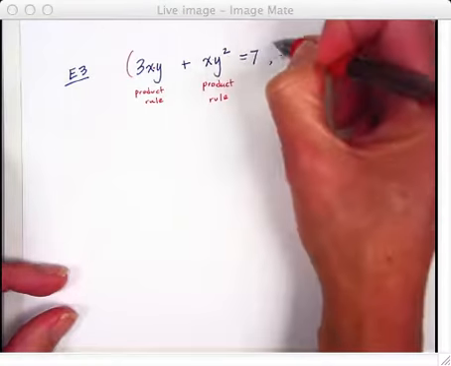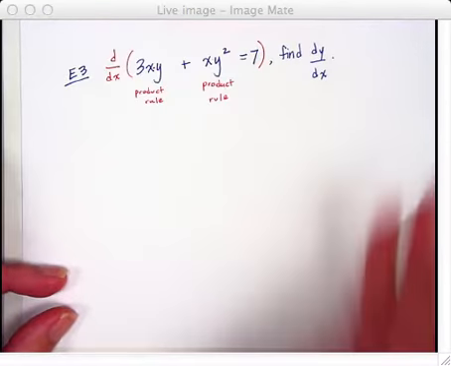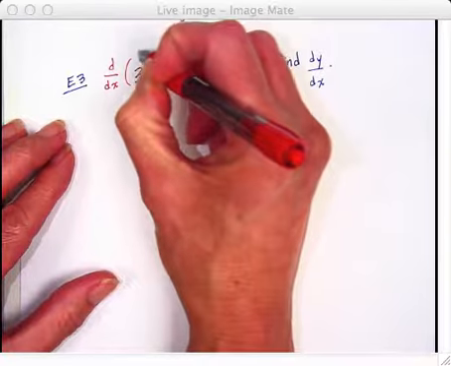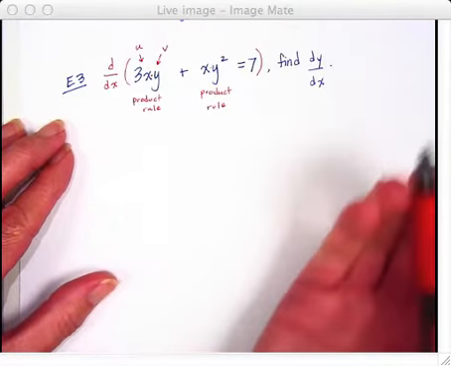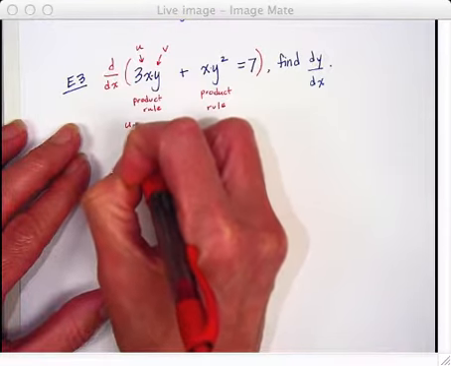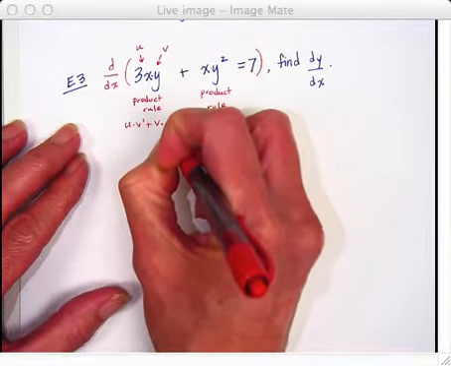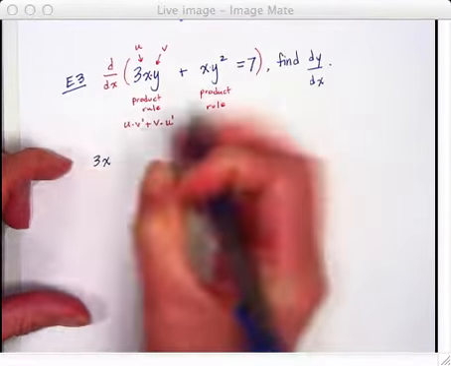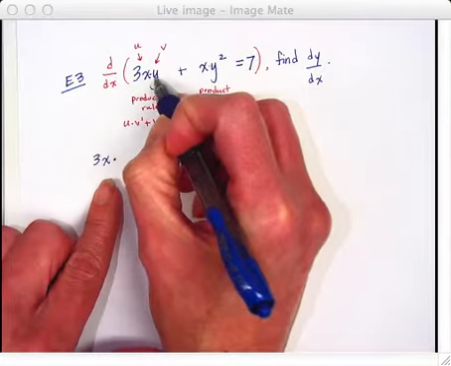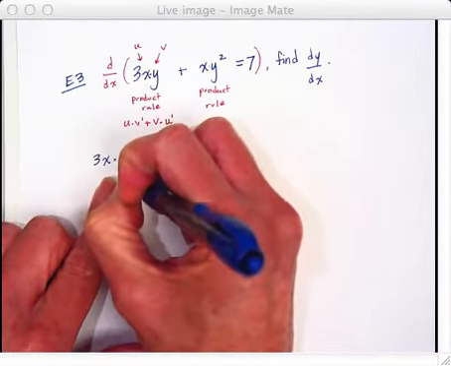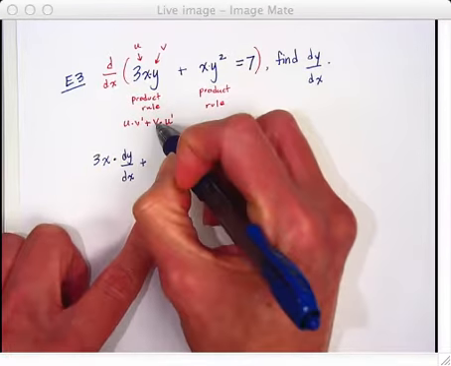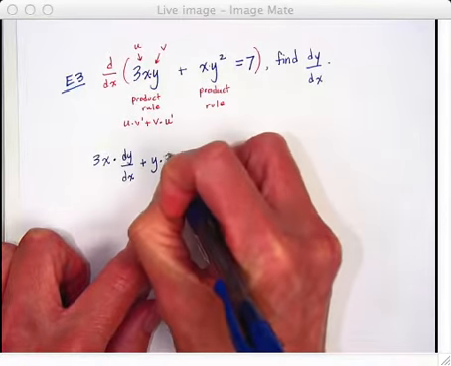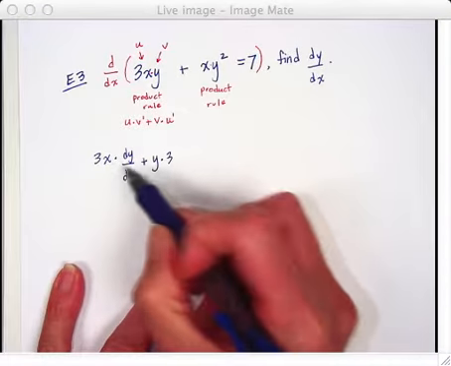All right, so I want to take the derivative of this entire function with respect to x. All right, so for this one, 3x is my u and y is the v. And product rule, u times v prime plus v times u prime. All right, so u is 3x, so that stays 3x times the derivative of y is dy dx plus v, which is a y, times the derivative of u, which is just a 3. So this one's now done right here.